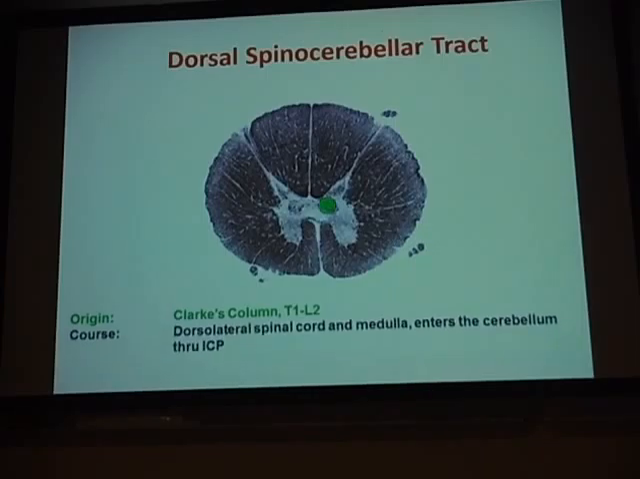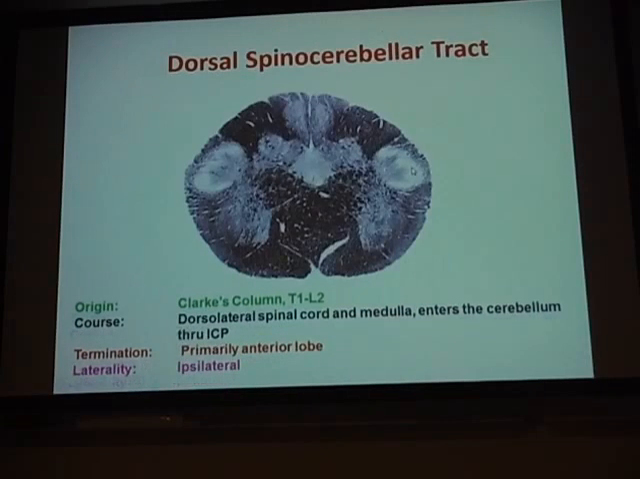Dorsal spinocerebellar tract, remember Clark's column, is only going to be present mainly in thoracic vertebrae. It goes about C8 to, can't remember what we said when we did it the first time, but L2, L3 area. It's going to travel in the dorsospinocerebellar tract, which is going to be on the dorsal and lateral aspect of the spinal cord there. And that information will travel into the cerebellum.